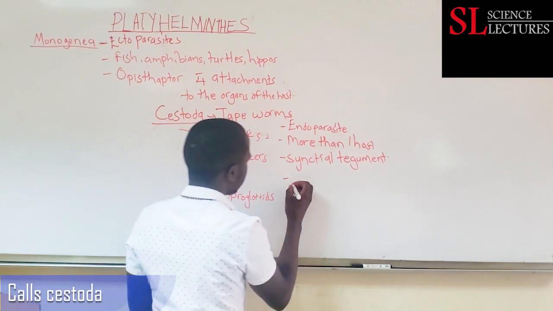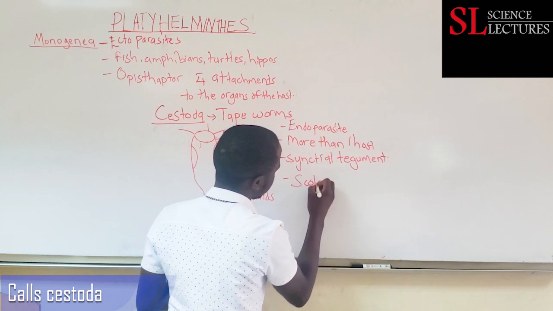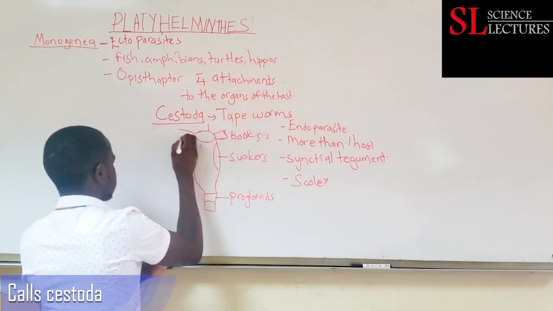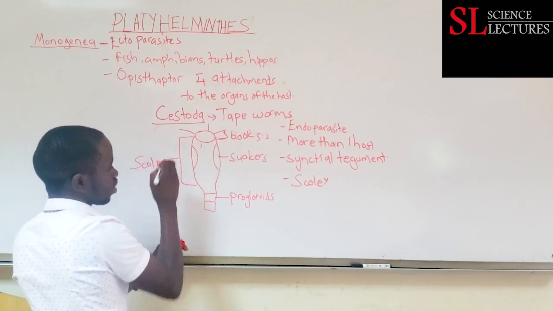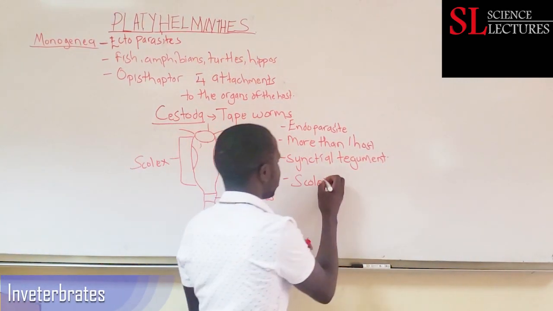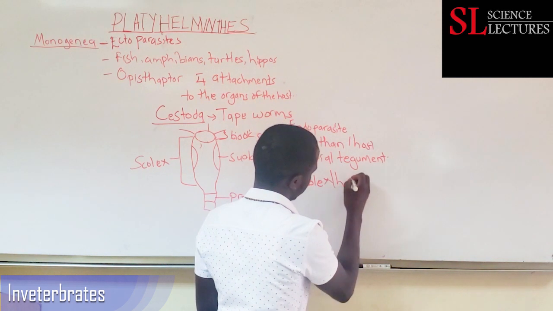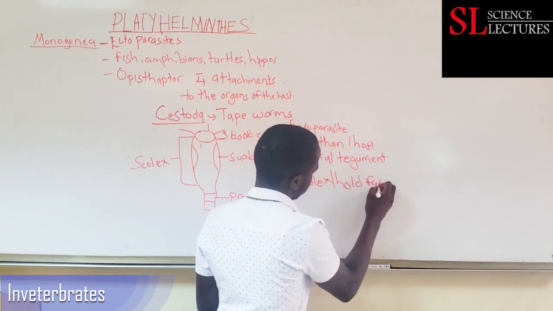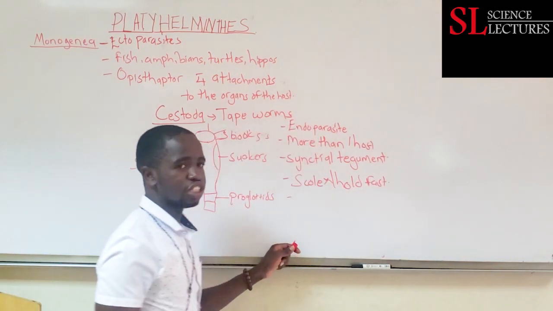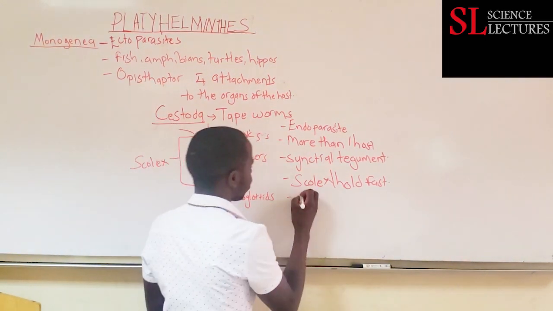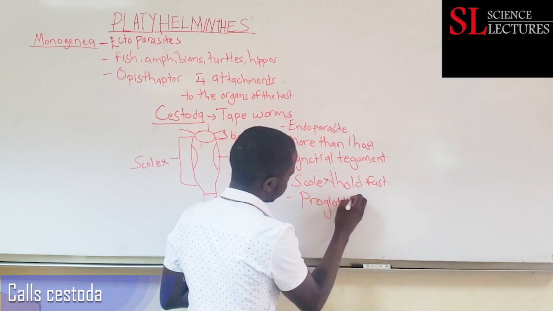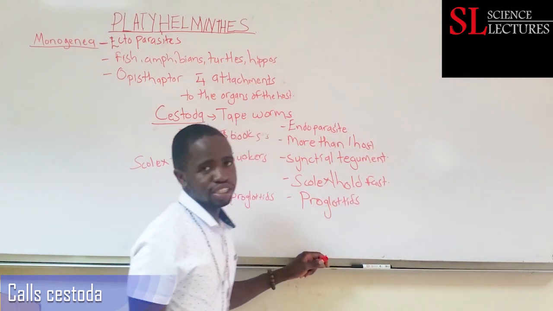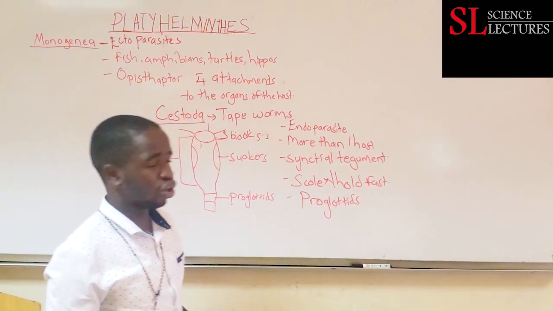Then its body is made up of a scolex. But when you read some text, this scolex will be called a holdfast. Then still its body is made up of what you call the proglottids. And there are three types of proglottids.